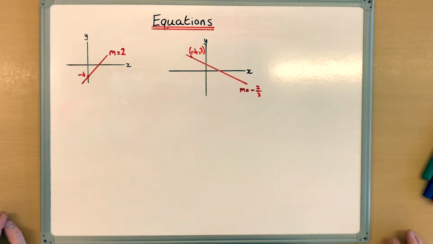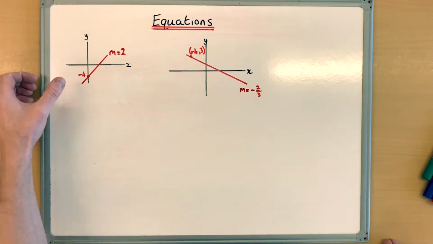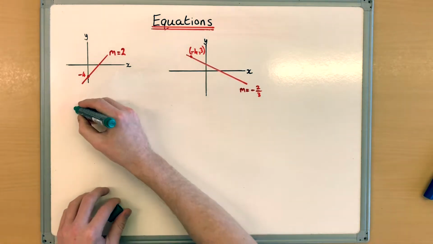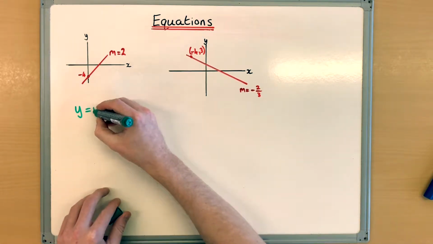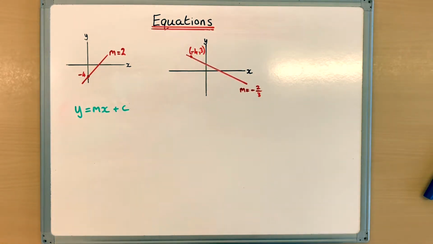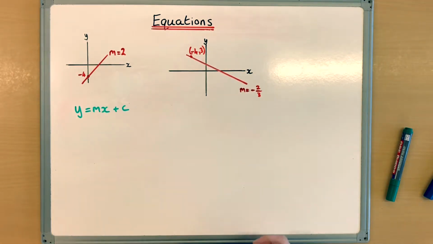Equations of straight lines. There are three main kinds that you need to be thinking about. It makes sense to start with the first one, which was introduced during National 5, and that is y equals mx plus c. You're going to want to use y equals mx plus c when you know what the gradient is and you can see what the y-intercept is, in this case of -4.